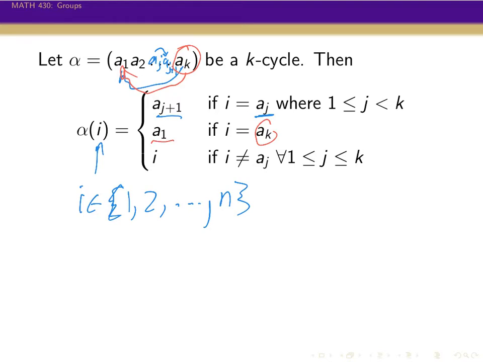If i is anything outside of the numbers inside this cycle, so if it's not equal to aj for any of these, it's not going to do anything to it. So alpha of i is just going to spit back i. This is what this notation means, and this is how we can read this as a function. So when we have, say, our cycle is 1, 4, 2, 5, this would be a 4-cycle.